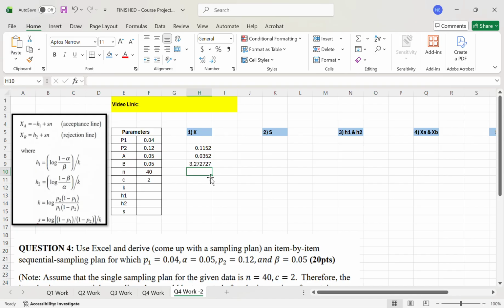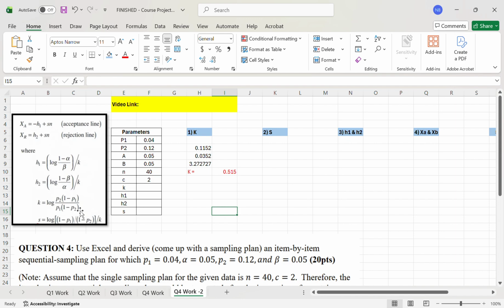Finally, to get your K value, we're going to take the log of this number that we calculated prior. So our K value is equal to 0.51491, and we can clean up that data a little bit and make it 0.515.